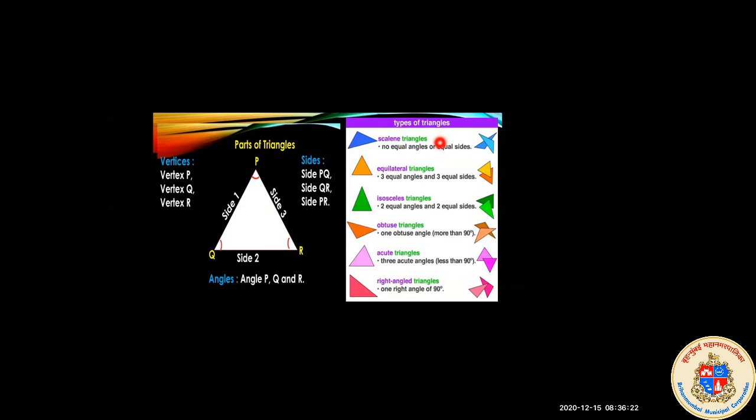And there were types of triangles based on sides and based on angles. Based on sides were scalene triangle, where no equal angles or equal sides were there, and equilateral triangle where three equal sides were there. Then isosceles triangle, where two sides were equal. And triangles based on angles were obtuse triangle, which will be more than 90 degree, acute angle triangle where all angles were less than 90 degree. Then the last, right angle triangle where one angle will be of 90 degree.